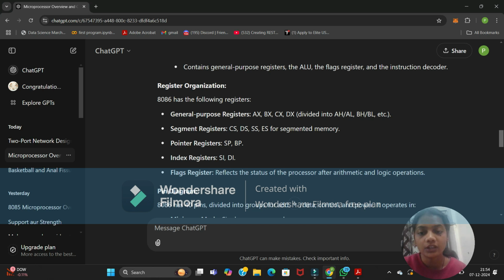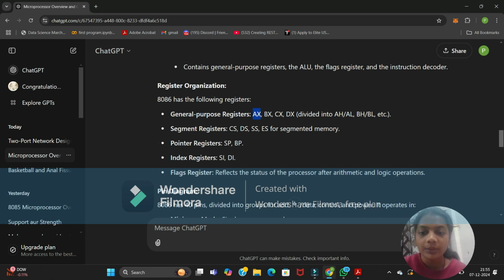So we have general purpose registers, segment registers, pointer registers, index registers, and flag registers. General purpose registers are AX, BX, CX, DX, divided into AH, AL, BH, BL. What are AH, AL, BH, BL, and CH, DH? When we talk about the general purpose register AX, it is classified into AH and AL, where H and L mean high and low. So A high and A low. Similarly for BX and CX.